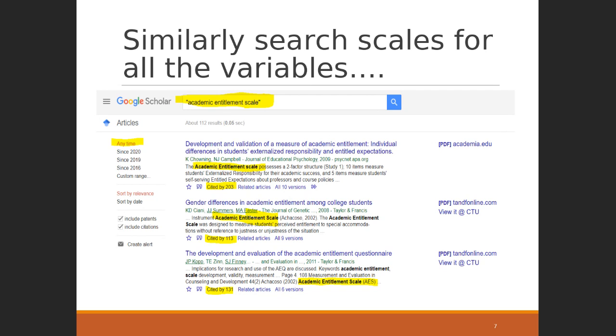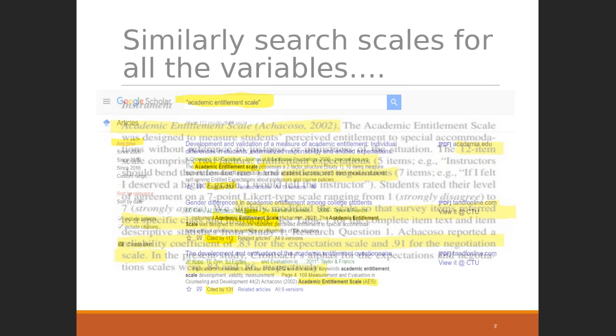Similarly, you will search scales for other variables as well, like academic entitlement, which is our second variable in our theoretical framework. Academic entitlement scale is the query you put in Google Scholar. You see plenty of results are furnished, and they are well cited as well. For instance, if you choose the second article, and also see the query which we have used, it means that this query was very accurate, because it has fetched a reasonable number of search results.